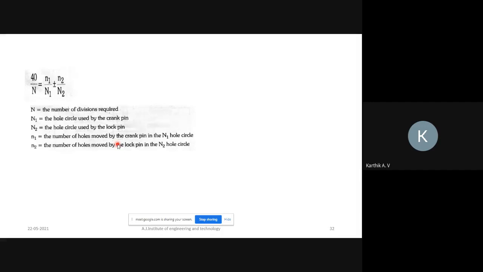Here N is the number of divisions required. Capital N1 is the hole circle used by the crank pin. Capital N2 is the hole circle used by the lock pin. Small n1 is the number of holes to be moved by the crank pin in the N1 hole circle. Small n2 is the number of holes to be moved by the lock pin in the N2 hole circle. So n2 indicates crank plate rotation and n1 indicates that the crank is rotating. That is the difference.